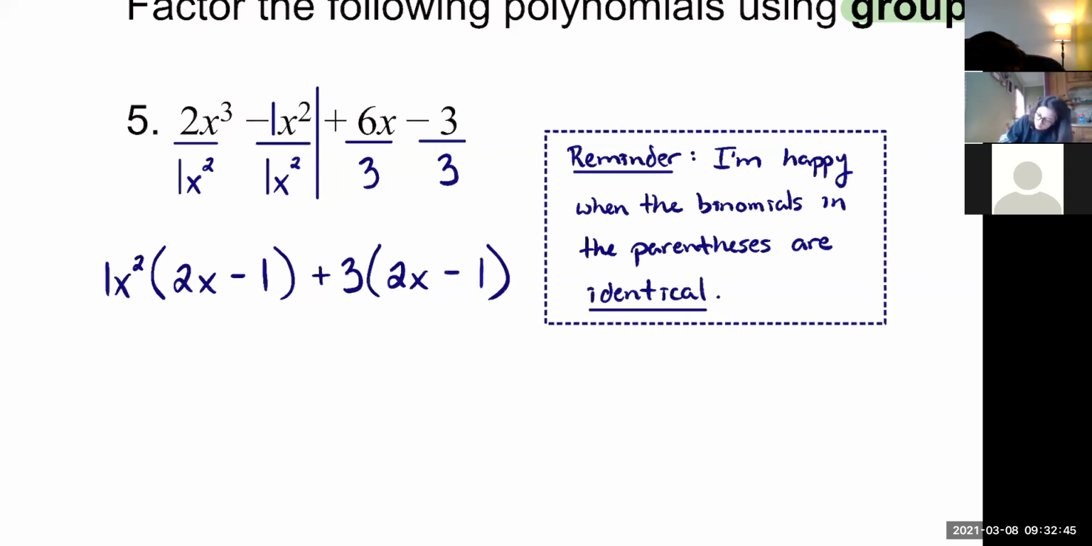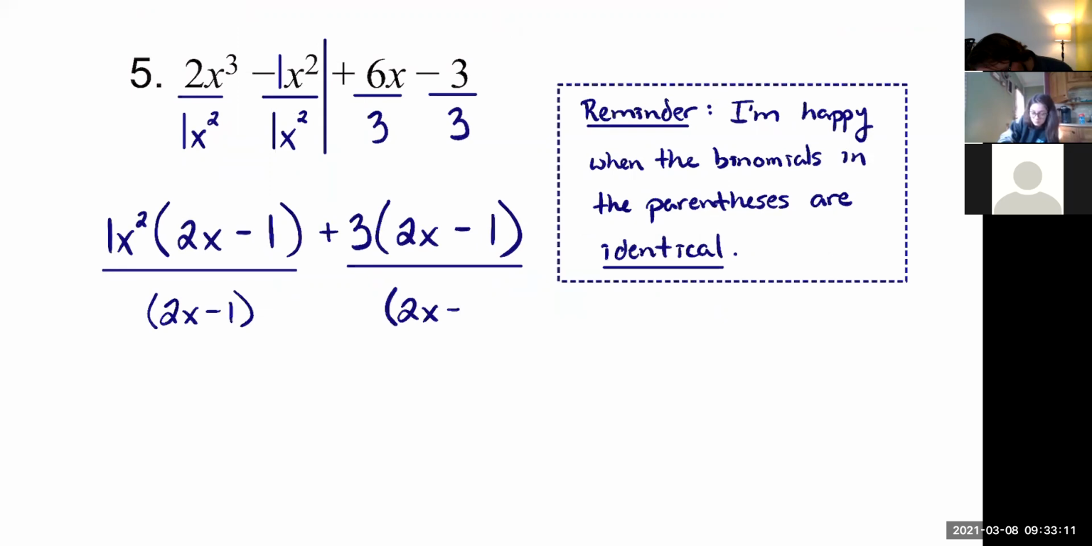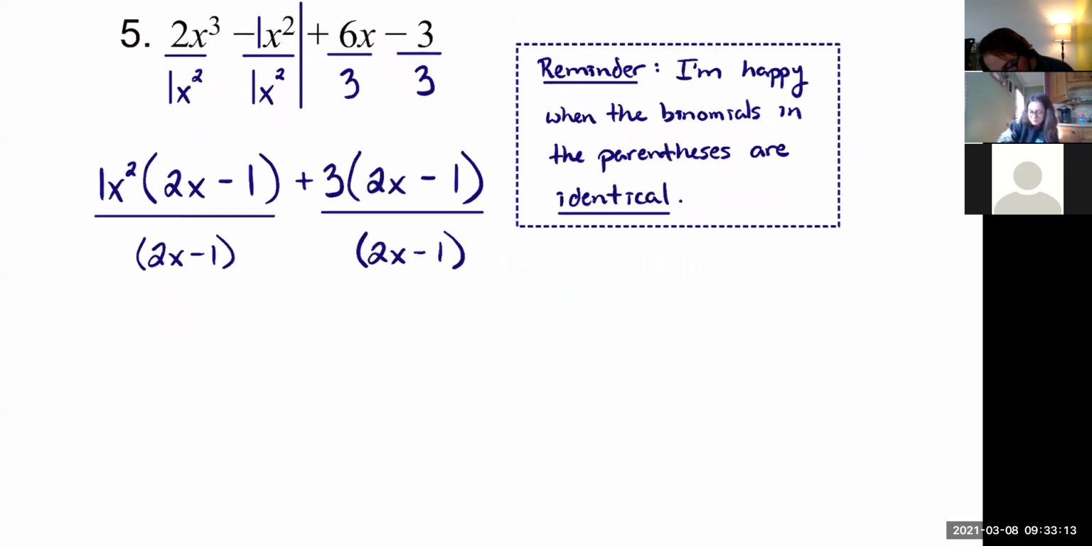The reason why I'm happy is because that's going to allow me to take out a greatest common factor one more time. Because if you're imagining this as still two separate halves, those two separate halves share the greatest common factor, which in this case is the binomial 2x minus 1. So like with any greatest common factor, we write it under each part. So this is the two halves here. But before we divide, we set it aside. So the 2x minus 1 is still there.